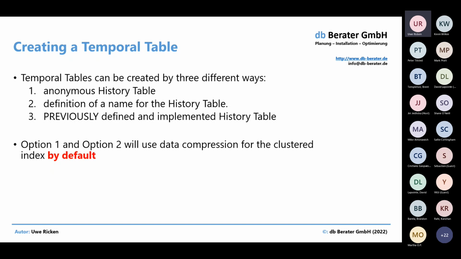Or, and this is the way I'm doing this, you previously define a history table which you then bind into the system versioning. One of the good things when you use option 1 and option 2, so that SQL Server creates the objects for you, is that it will use data compression for the clustered index by default.